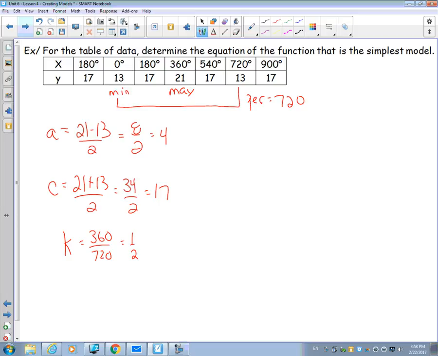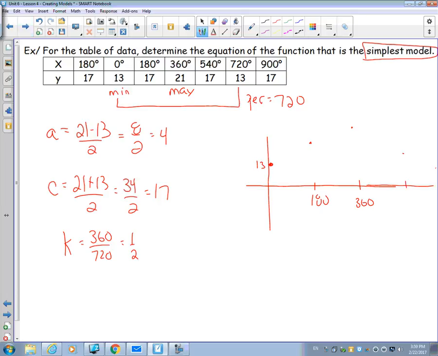Now this question asks for the function that's the simplest model. Simplest models have the least amount of parts and pieces in it. So if you were to stop and think about this graph for just a second, it's telling us that at 0, we're at 13. And at 180, we're up to 17. And by 360, we're up to 19. And then back down again, right? Back down and then back down.